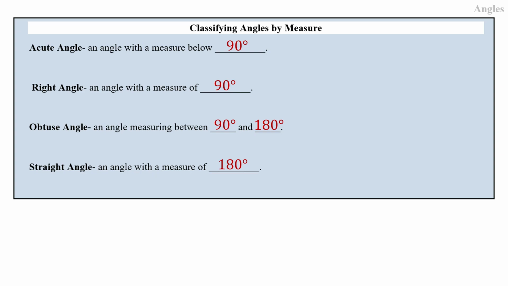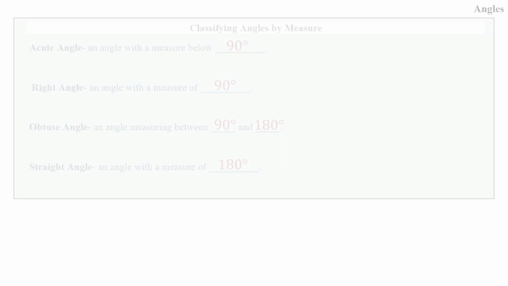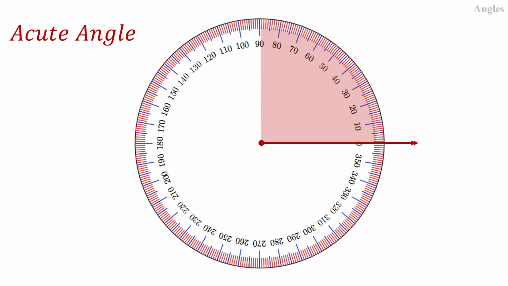I'm going to show you that circle that I had earlier. For an acute angle, if you notice here, this red part is going from 0, and I stopped it right before the 90, because if I stop at 90, then it becomes a right angle. So any angle in that red zone will be considered an acute angle. All these are acute, and right there you see it's about 89. Anywhere in between there is acute.